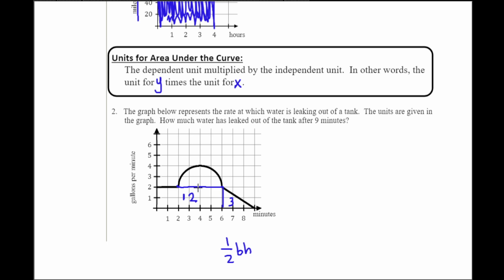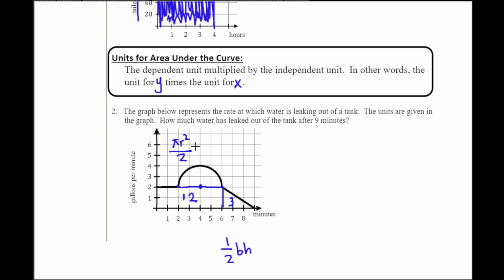So now this is a semicircle, a half circle. The area of a circle is pi r squared, but if it's a half circle, you also divide it by 2. So this is the middle of the semicircle. The radius is the distance from the center to the outside, in this case, which is 2.